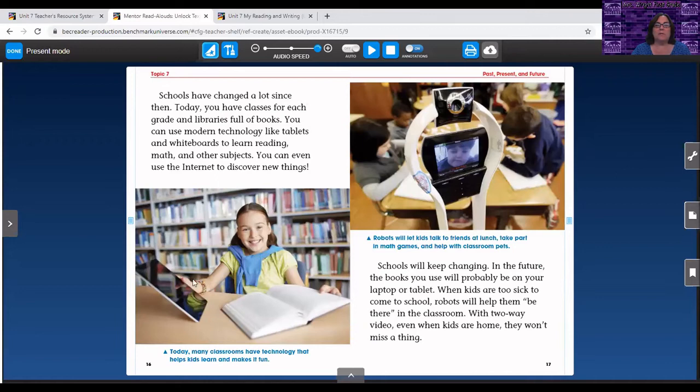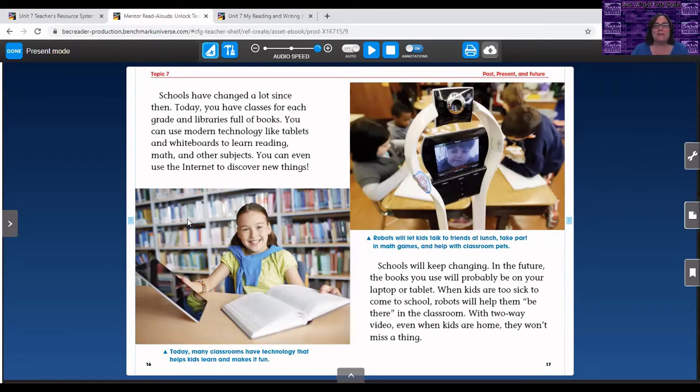Let's look at these photos. Oh, here's a girl. This girl looks like she could be at our school. She might be in the library. And she has a book and she has a tablet. Now let's look over here. Oh my goodness, there's a camera and there's a student on there. Oh, I can't wait to read about that. Schools have changed a lot since then. Today you have classes for each grade and libraries full of books. You can use modern technology like tablets and whiteboards to learn reading, math, and other subjects.